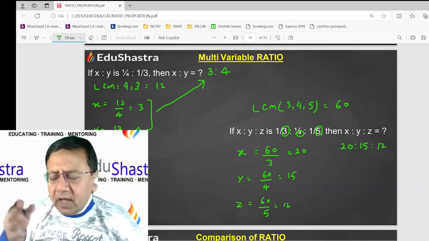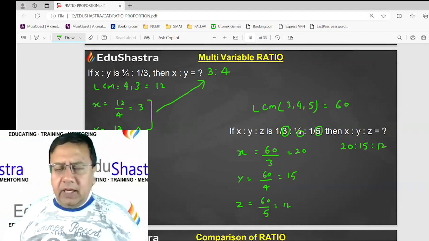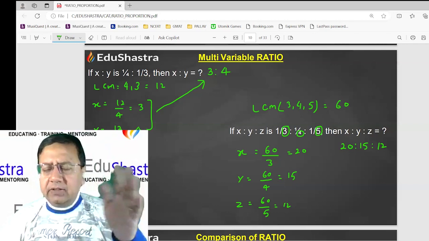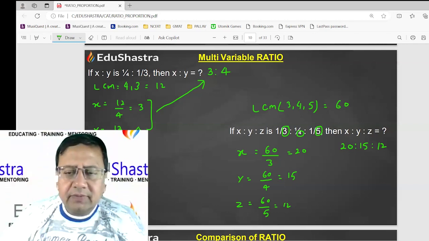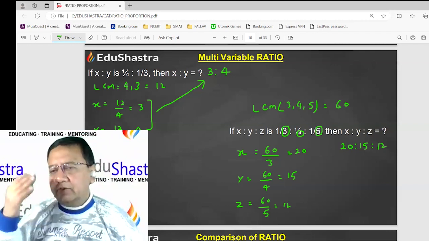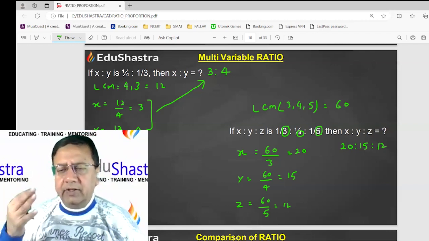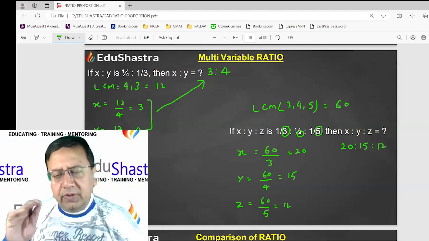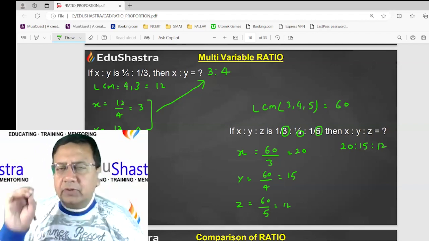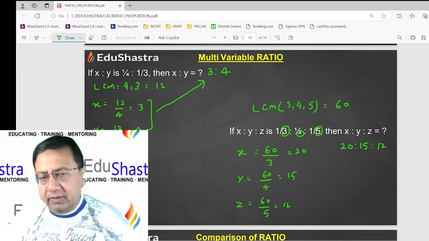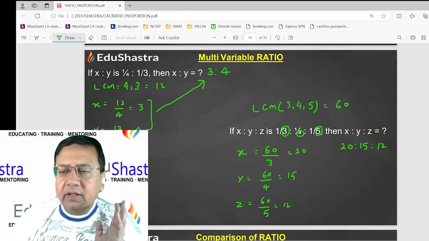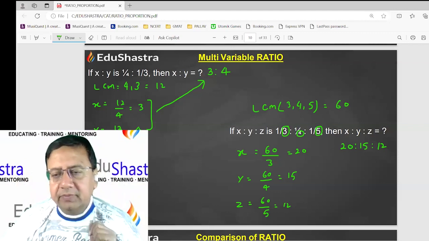Right? But in a two variable case, we are not actually doing this because we are just getting the direct answer, just interchanging the numbers. Right? But if you are having 3 or 4 or 5, 6 variables, you need to take the LCM, put the LCM in the numerator part and divide with every denominator, and then you will be getting the ratios. Right? Okay.